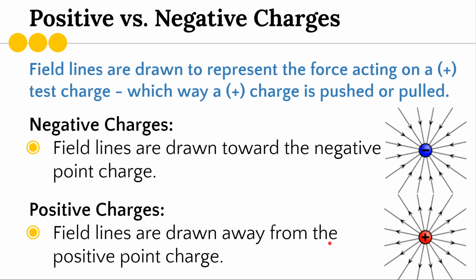So if you look at a field line diagram and I say, what's the charge of point B, and point B has a bunch of arrows pointing away from it, then you can tell me it's positive. Okay, so that's kind of how you'll see that in question form later on.